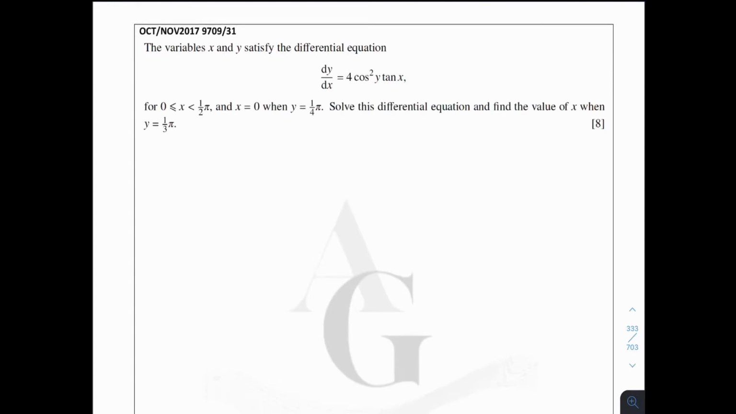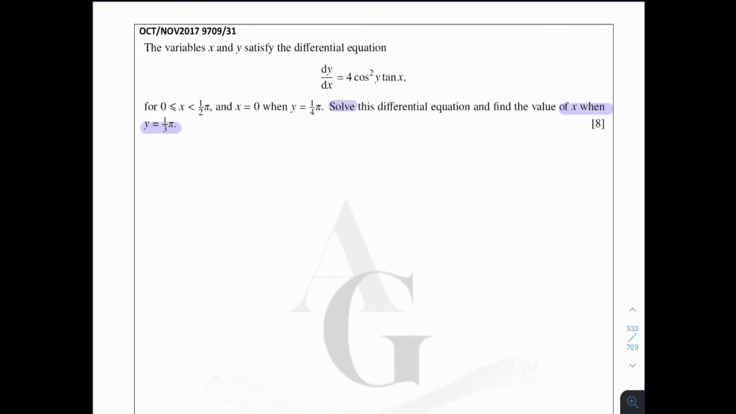For today's discussion, I'm going to discuss the past question of the year 2017, October-November paper, variant 31. Have a look at this question. This is a differential equation. The limits are given, the x and y values are given, and you are asked to solve the differential equation and find the value of x when y equals pi over 3.